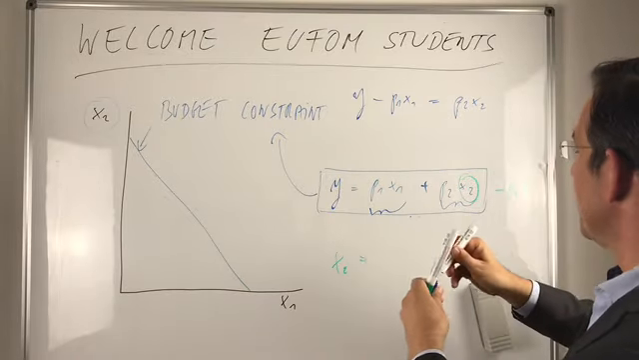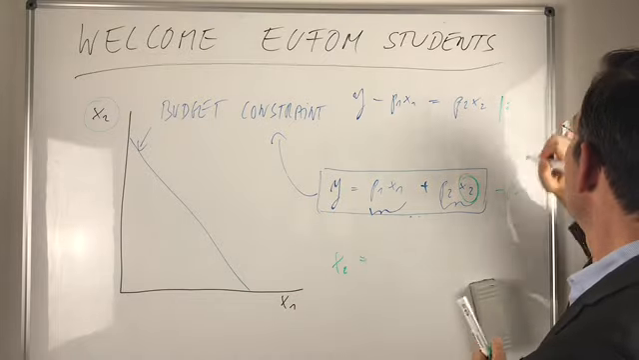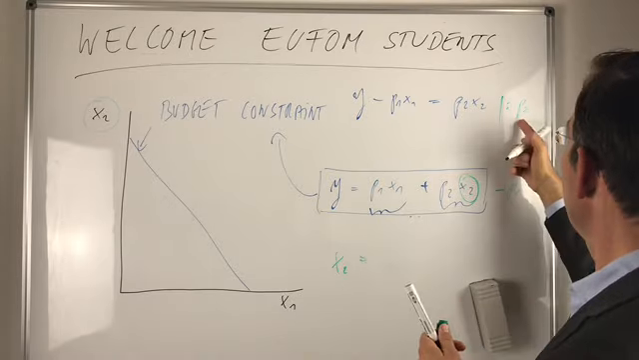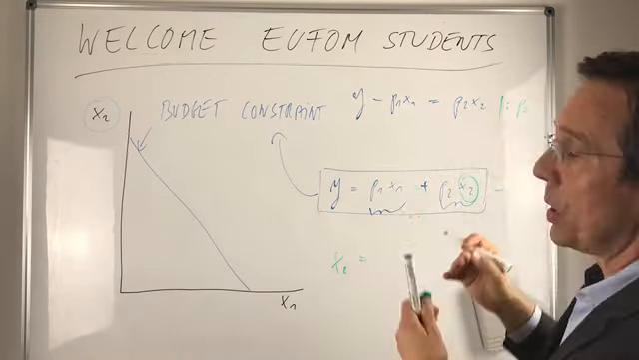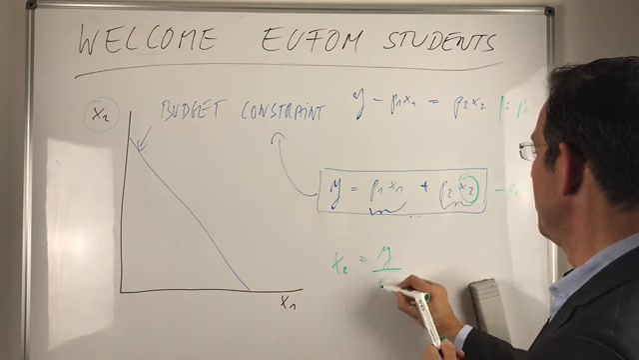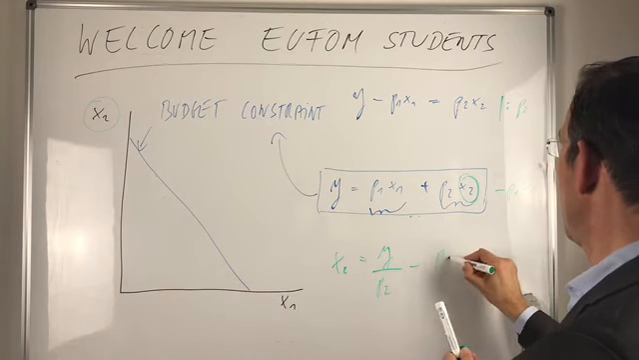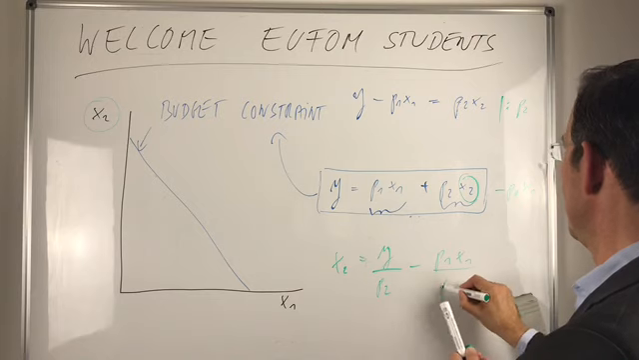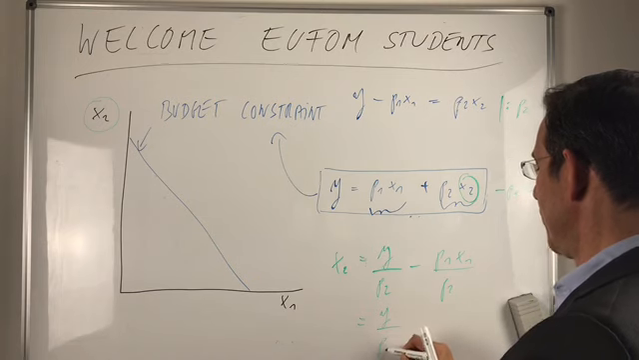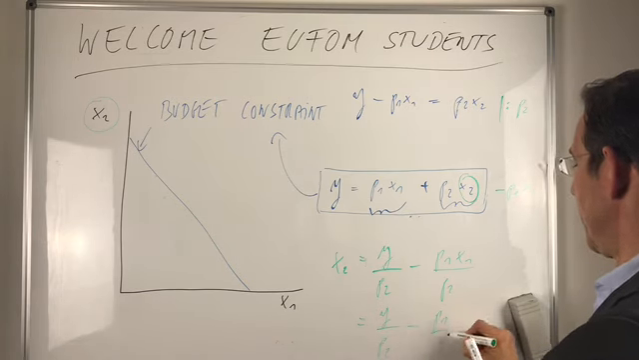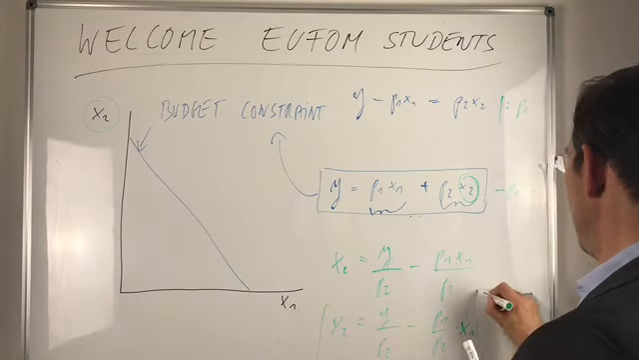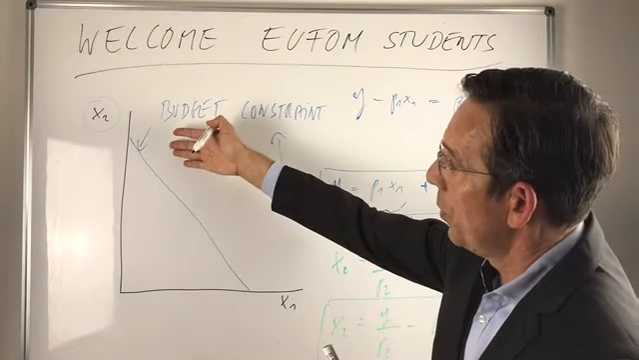So what else is to do? Well, we now divide by P2, and if you divide both sides of the equation by P2, we end up with y divided by P2 minus P1 x1 divided by P2, right? And we could rearrange it a little bit. So that's y over P2 minus P1 over P2 times x1, and that's our linear function, which we could draw now here into this diagram.